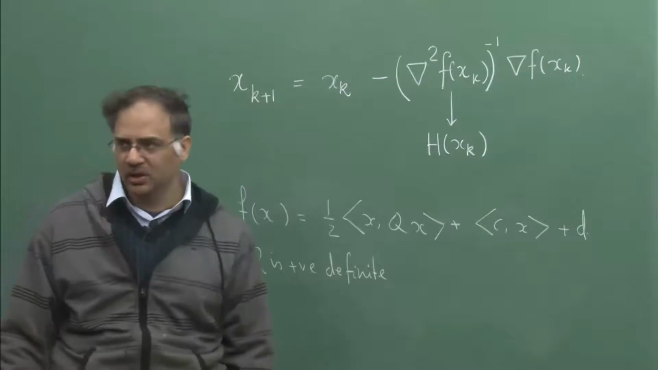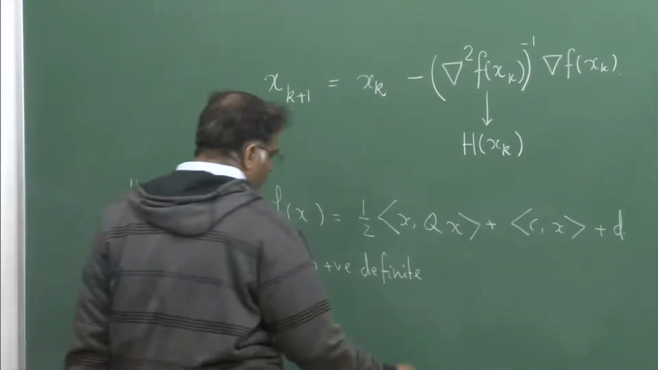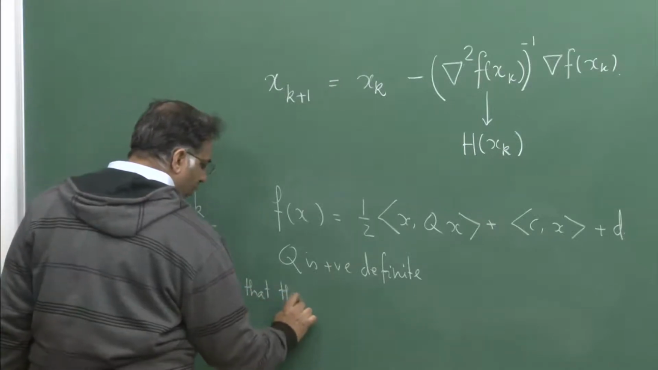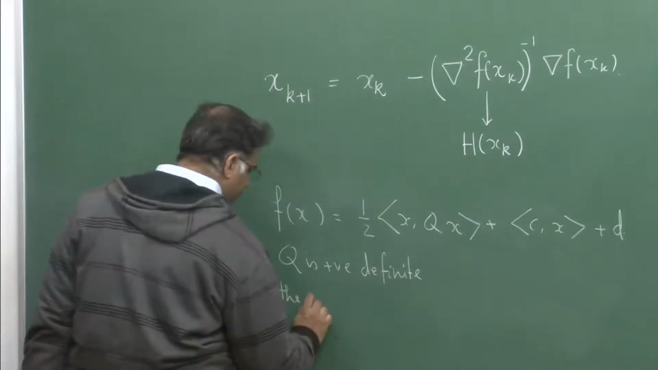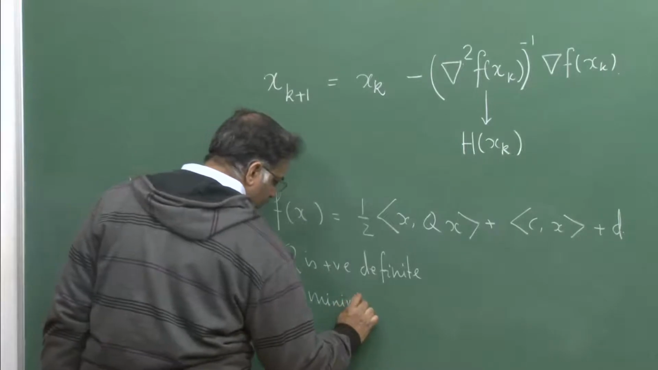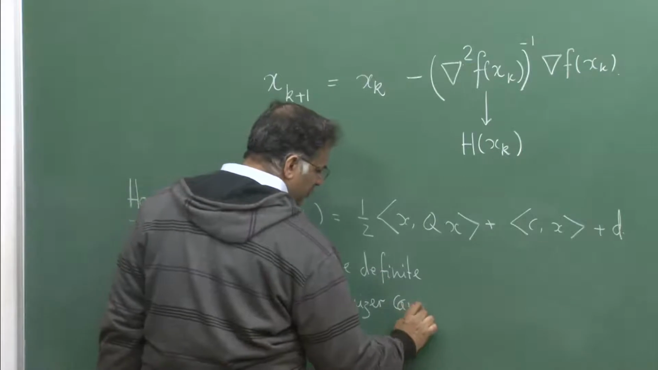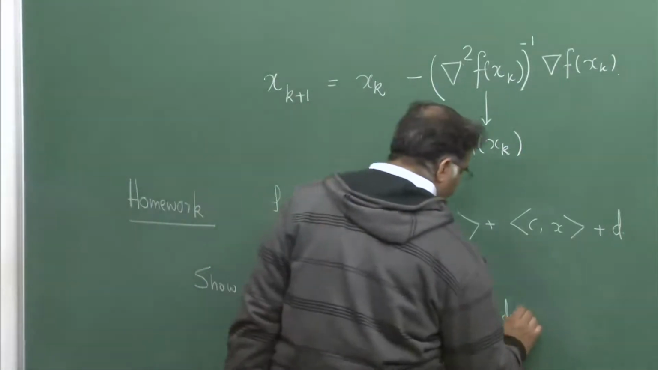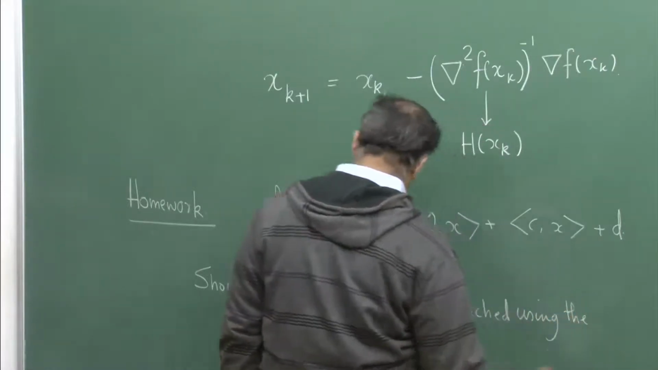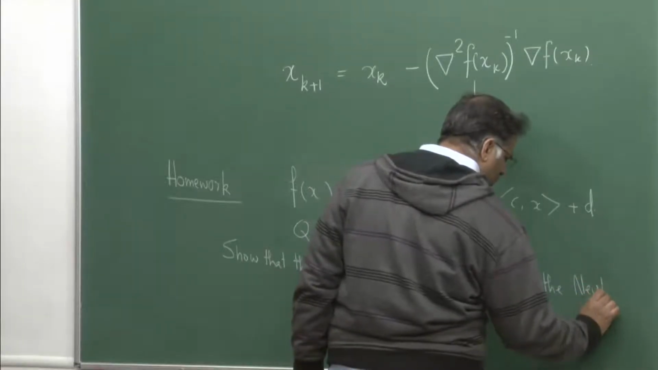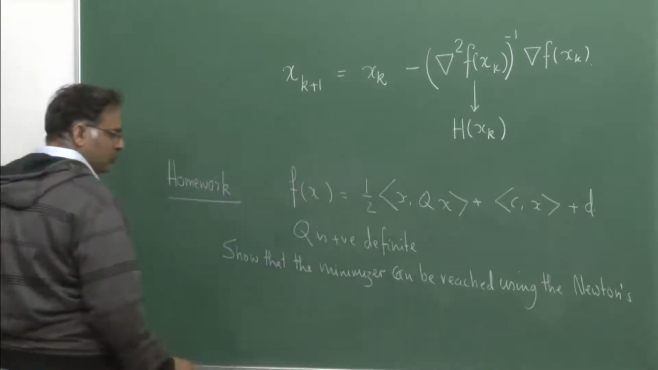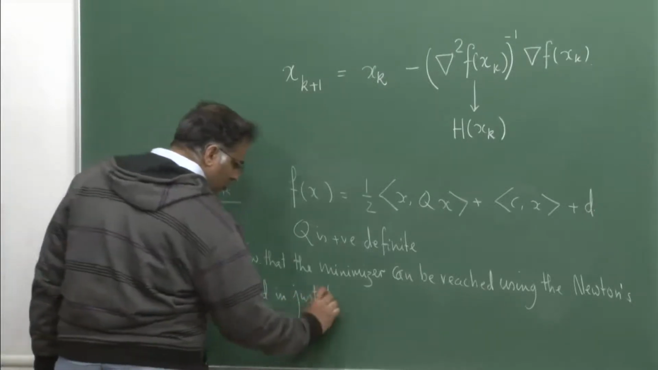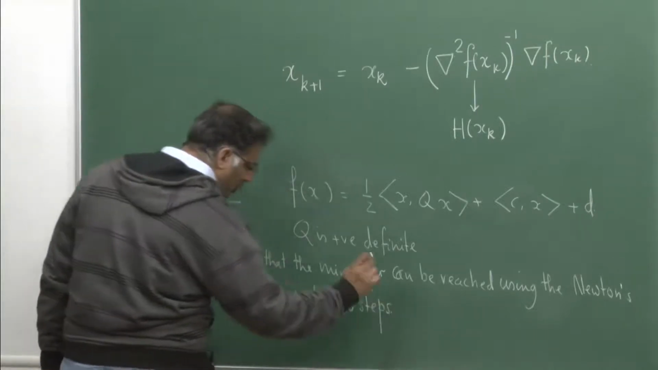You know, this minima can be very easily computed. So, show that the minima can be reached by using Newton's method in just 2 steps. So, the minimizer can be reached using Newton's method in just 2 steps. So, please note this homework.